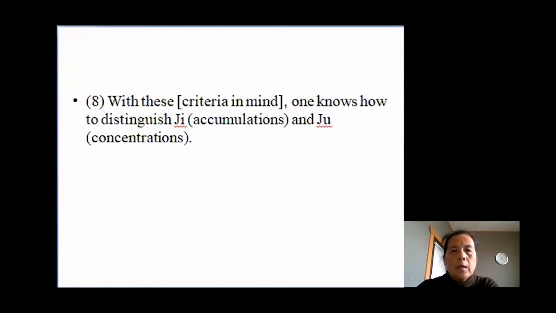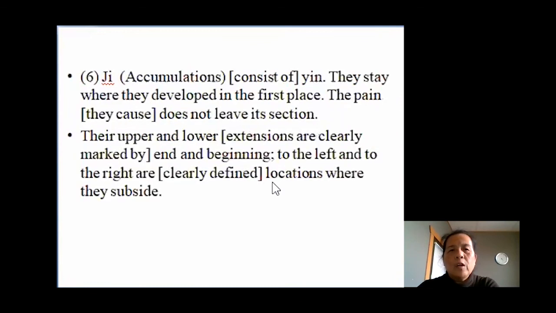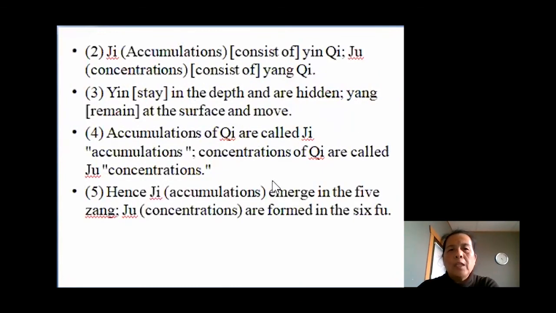So then conclusions: what is Ji, what is Ju. From all these symptoms and signs, we say what is Ji and what is Ju. Is it similar to what your internal medicine discusses about Ji and Ju? That's where Ji and Ju in internal medicine originally come from.